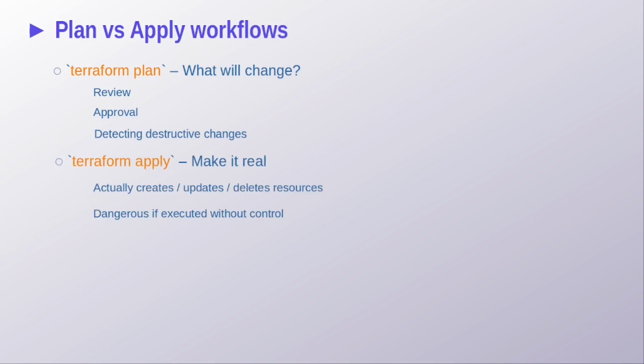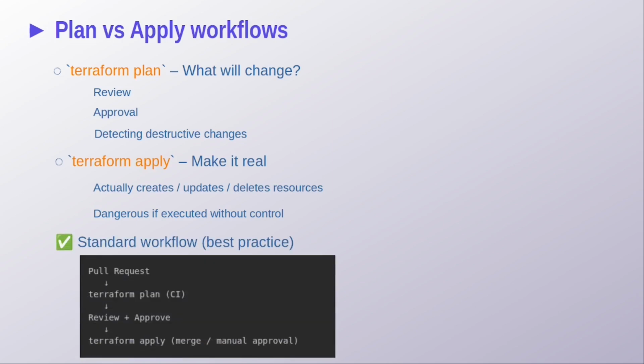Terraform apply makes it real. Now let's talk about terraform apply. Apply is where Terraform creates resources, updates resources, and deletes resources. This is real action. If Terraform says this RDS database will be destroyed and you run apply, your database is gone. That is why terraform apply is dangerous without control. Automation is good, but uncontrolled automation is not.